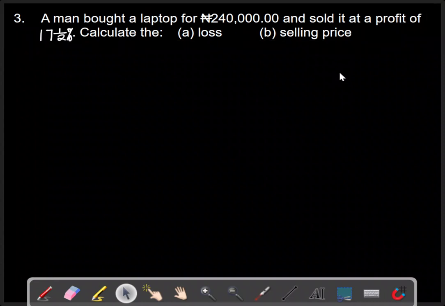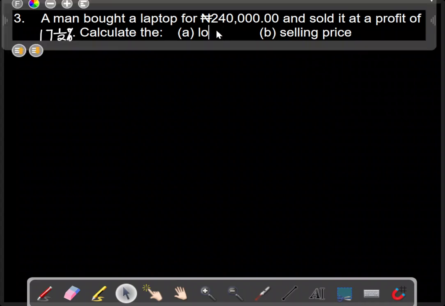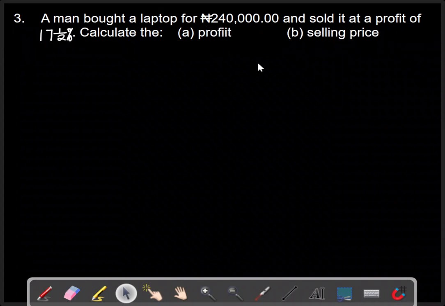All right, so a man bought a laptop for 240,000 naira and sold it at a profit of 17.5%. So calculate the profit there, and then the selling price. So that's a two-in-one question. Let's see the solution.